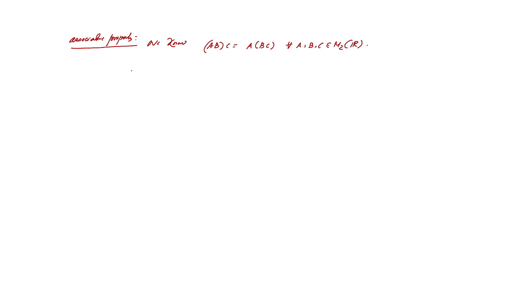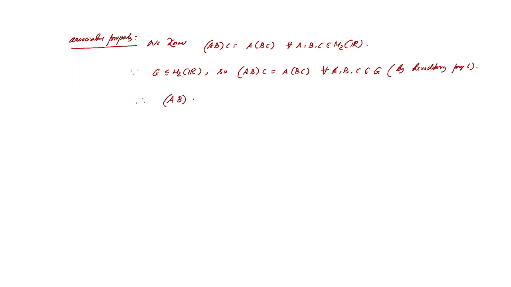And since our G is a subset of M2R, obviously by the hereditary property, (AB)C equals A(BC) holds for all A, B, C belonging to G. This is by the hereditary property. So the associativity property holds.